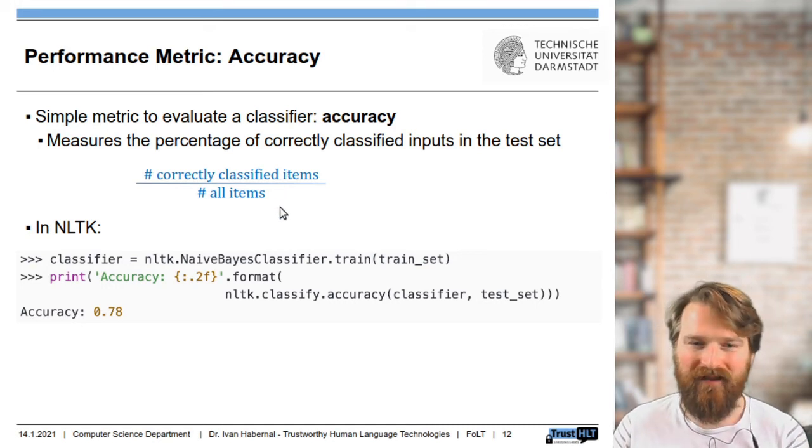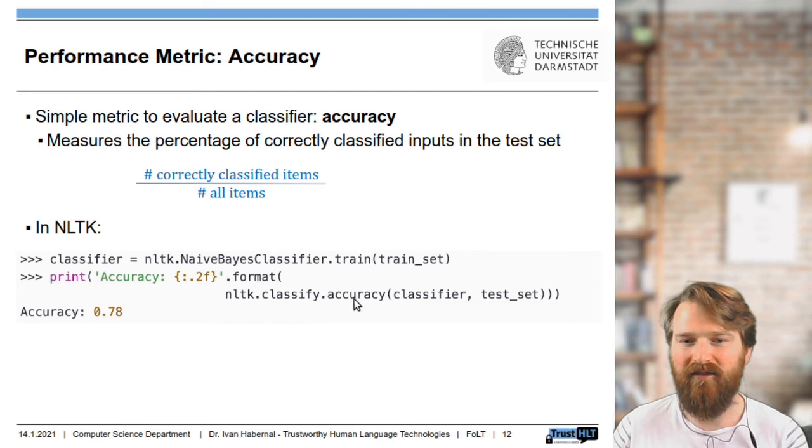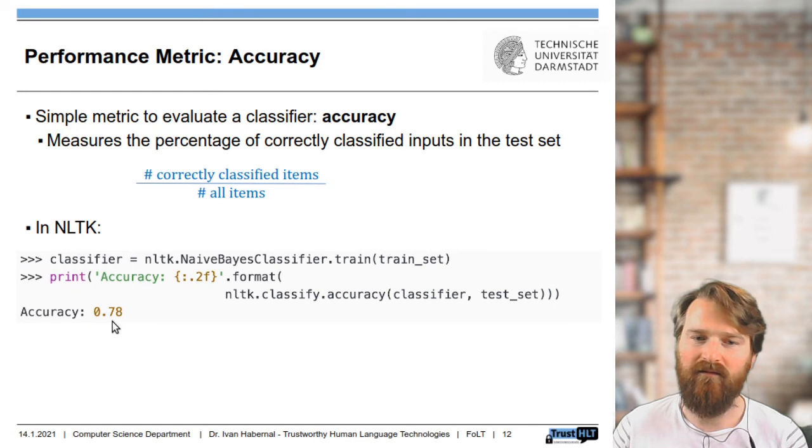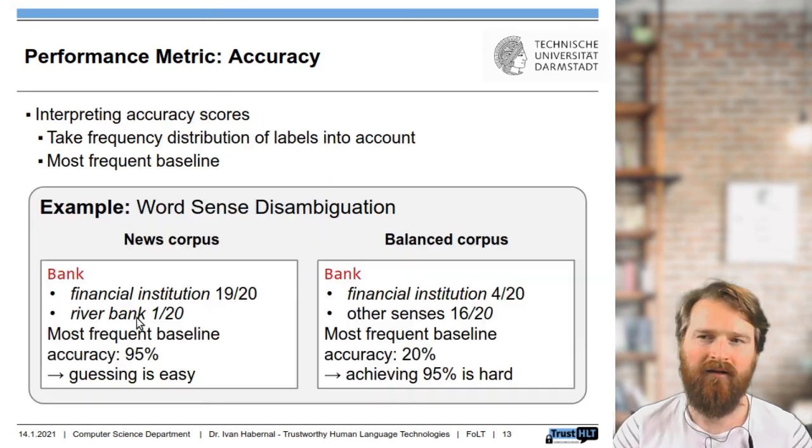We have built-in capabilities in NLTK for this evaluation, where we have the method accuracy, where we put in a trained classifier and the test set we want to classify on. It returns a double, which we print out here, formatted to 2 decimal points.